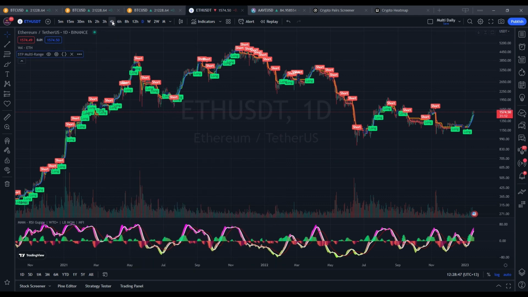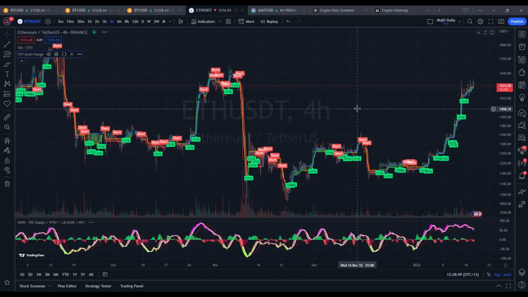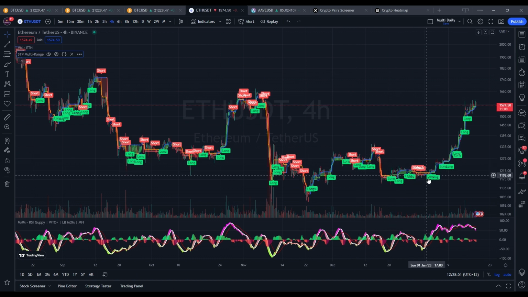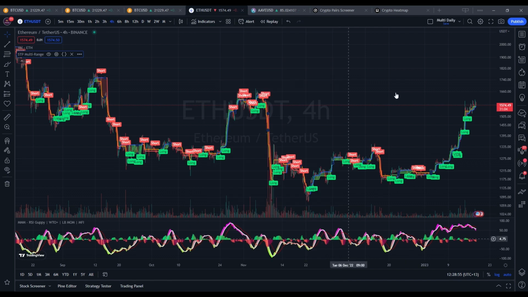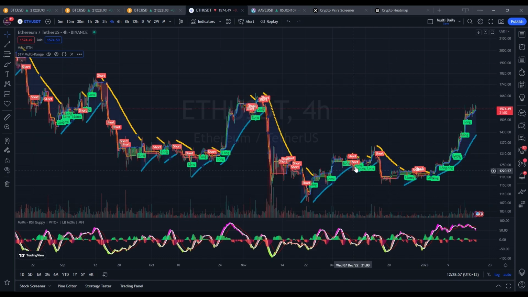And we can zoom in, so we can go down to a 4-hour chart. Look at those longs. We just ride them all the way. And again, if we turn on SAR trend, we're going to avoid some of those late entries.